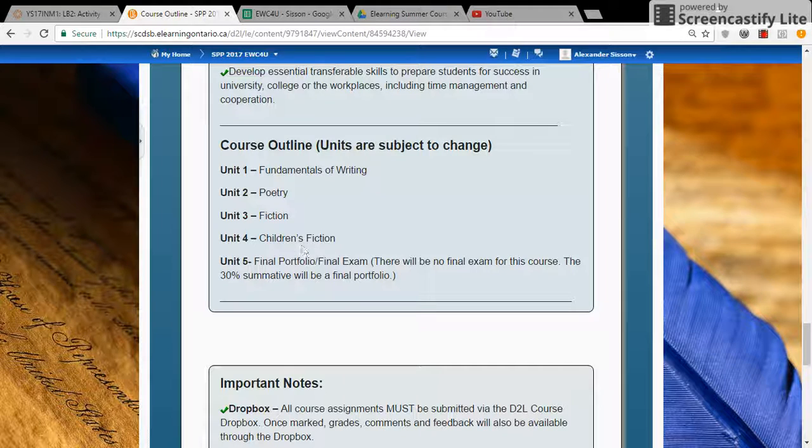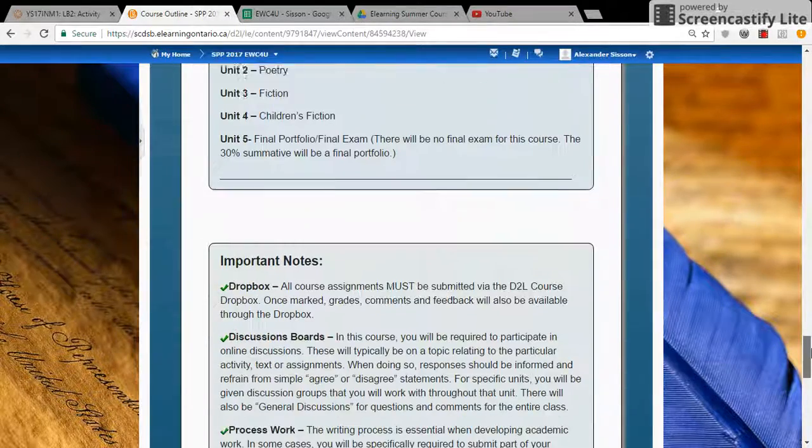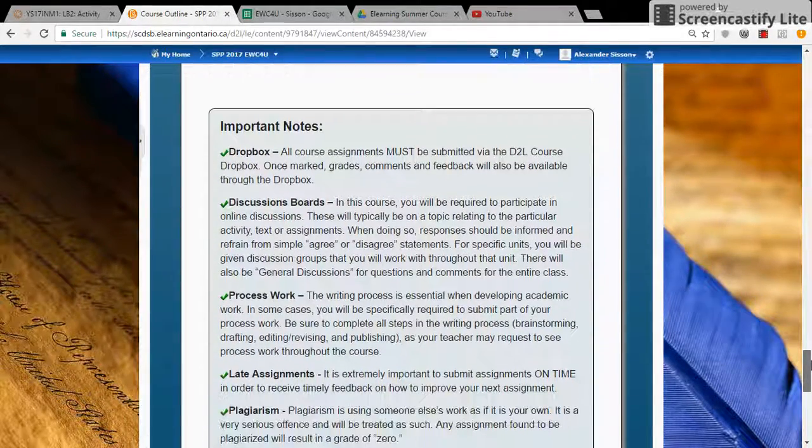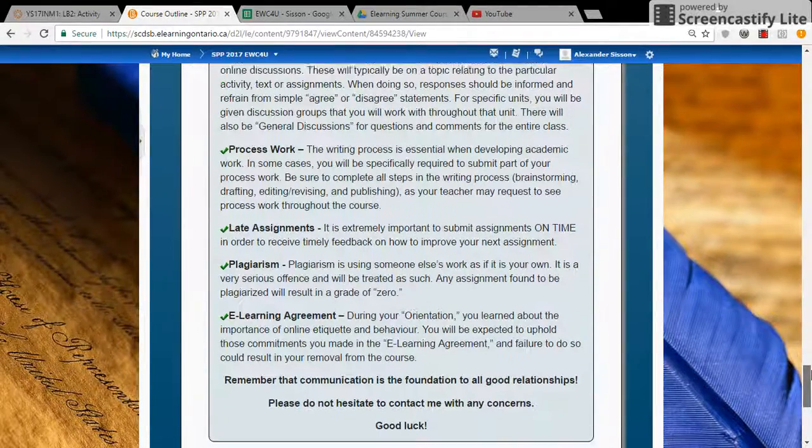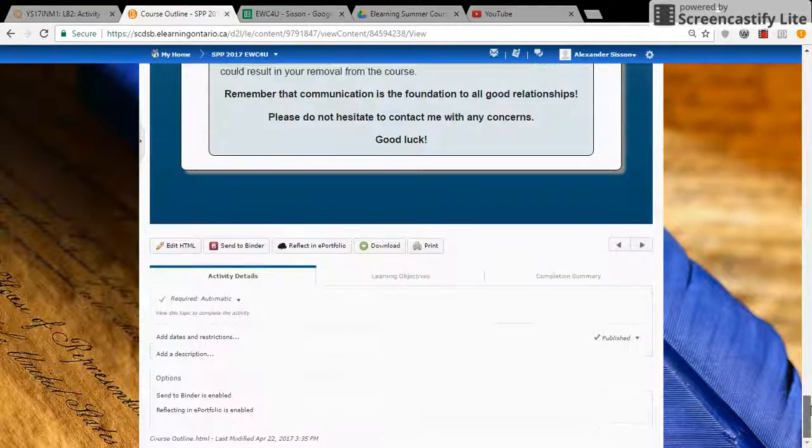Just to note, the final exam is actually your portfolio. With this said, you're going to want to keep drafts and keep the redrafts and keep all of the edited work you've been working on, because it can all go into your portfolio. So don't throw anything away. Some important notes. These are very important, so read over them, about submitting work, plagiarism, late assignments, etc.